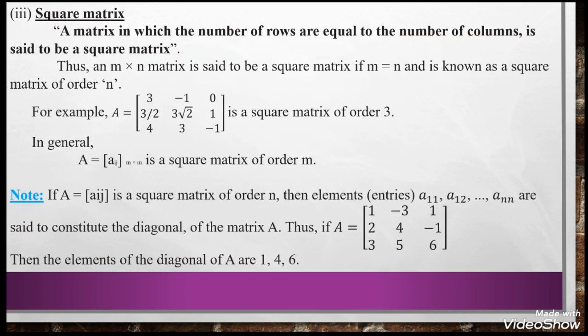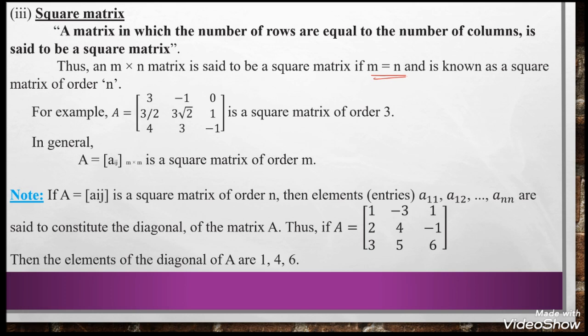Then there is the third type, the square matrix. A matrix in which the number of rows is equal to the number of columns is said to be a square matrix. Square means it has the same number of rows as columns. Thus, an m cross n matrix is said to be a square matrix if m is equal to n. It means the number of rows is equal to the number of columns. Then it is of order n, or else we can take the order m.